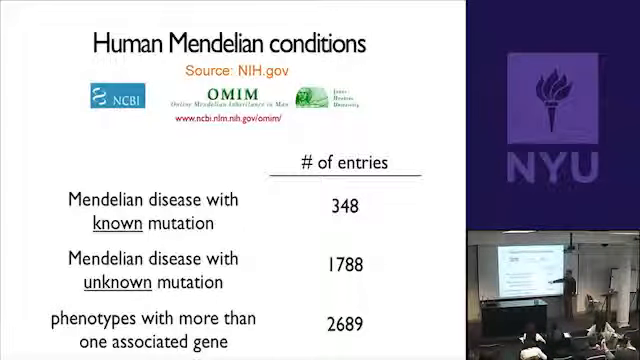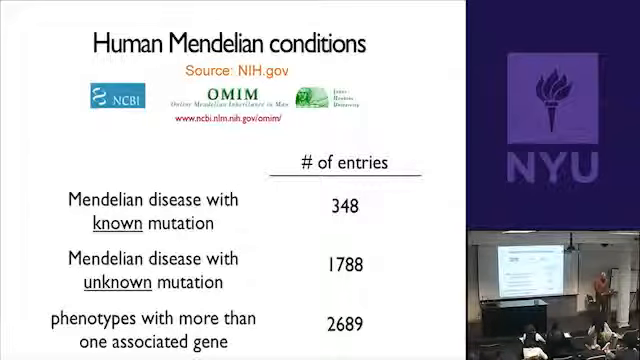And then, as I said, there are lots of diseases or human conditions that are not due to just one gene, but many genes potentially can affect their expression. And so the database also contains a large number of those types of diseases, 2,689 in fact, where there's more than one gene that's associated with those diseases, okay?